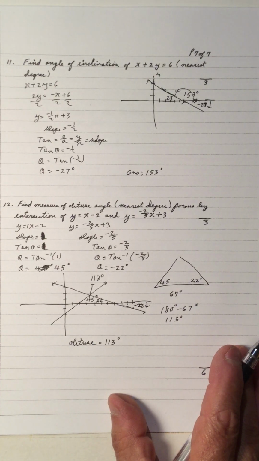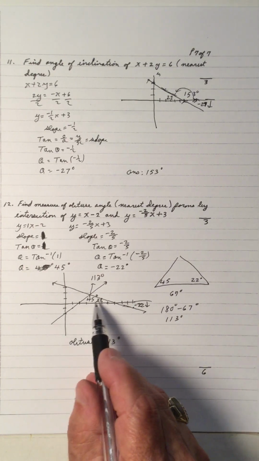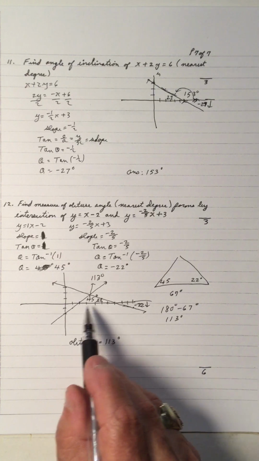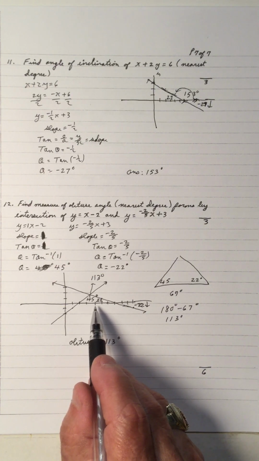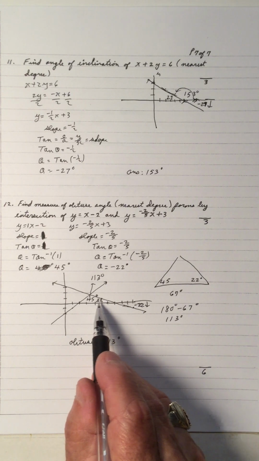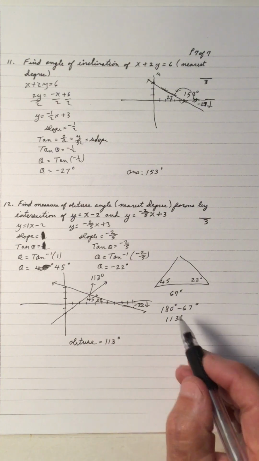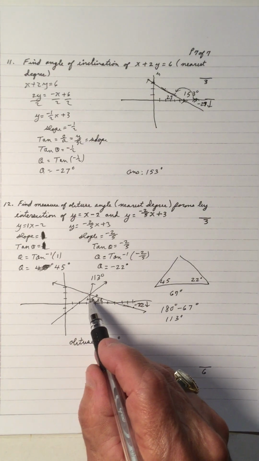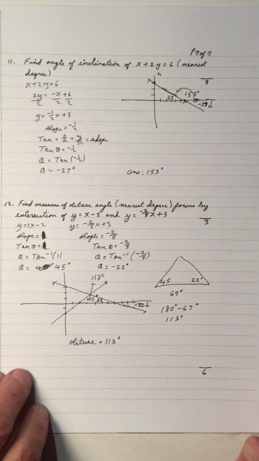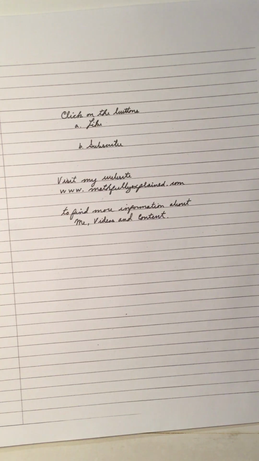You found that intersection by finding the angle of inclination for each line. By drawing the figure, it's easy to see that this is 22 negative and this is 22 positive, because vertically opposite angles are equal, and so 180 degrees in the triangle gives you this obtuse angle here. 113 degrees, 6 marks. And that brings us to the end of the video.